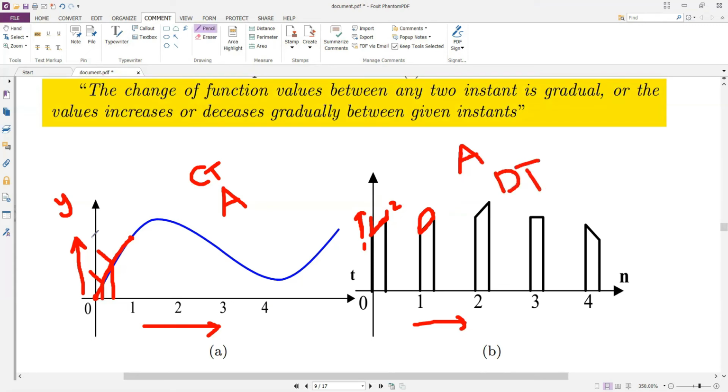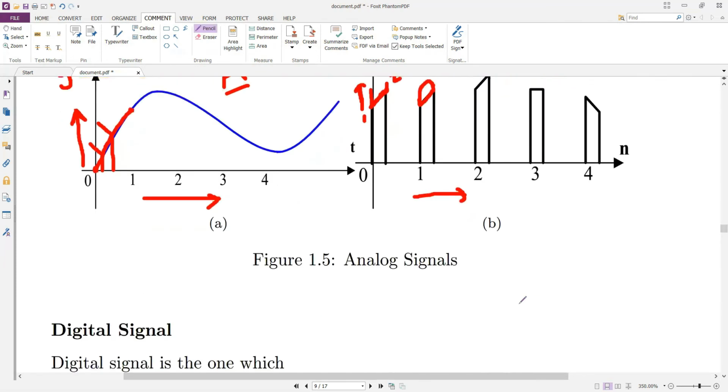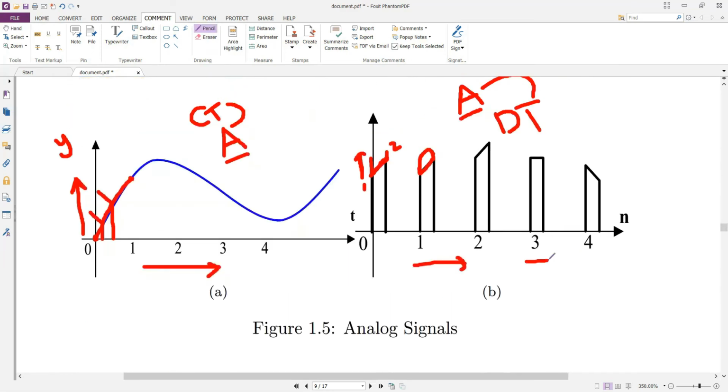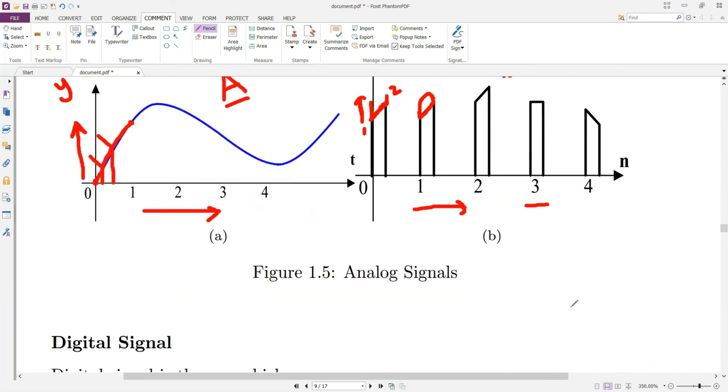So if you want to classify the signal by the values along the y-axis, it is analog in nature. Similarly, this is also analog in nature. However, if you classify the signal on the basis of time, this one is continuous time, and in this case it is discrete time. So we have a signal which is analog as well as continuous time, and a signal which is analog as well as discrete time. This is actually the output of a sampling process, so we'll be discussing it later.